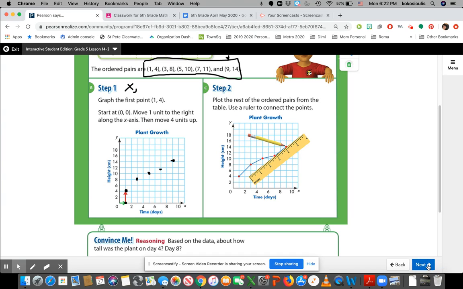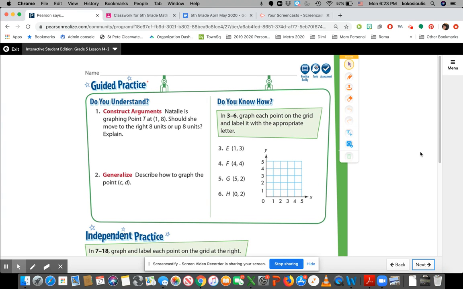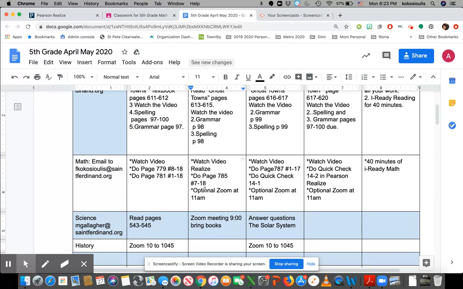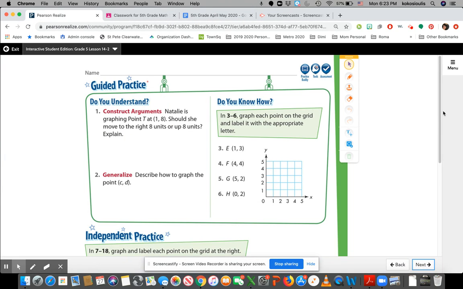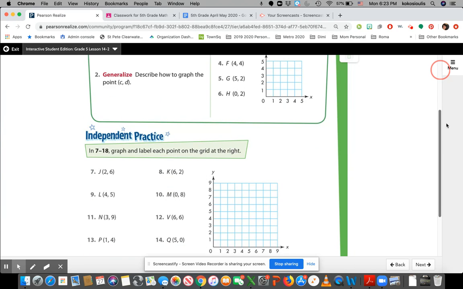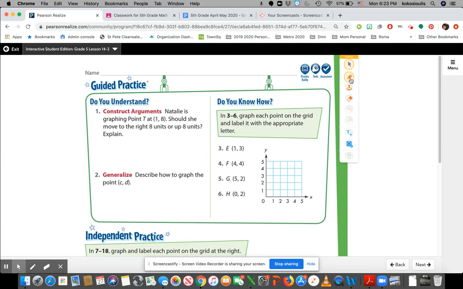Let's go on from here and take a look at some of the work. Let's look at what our assignment is today. Our assignment today is to do page 785, number 7 through 18. So make sure you're on page 785, and all you have to do is number 7 through 18. That's a pretty easy night. Should have given you more homework. Anyway, here we go.